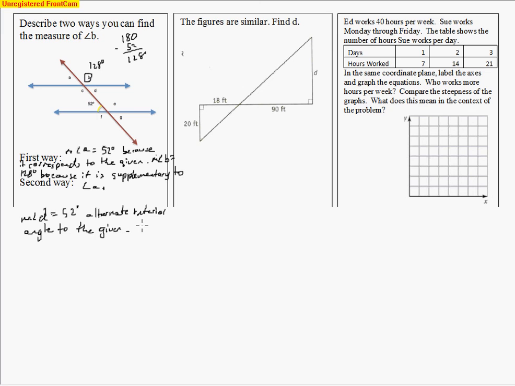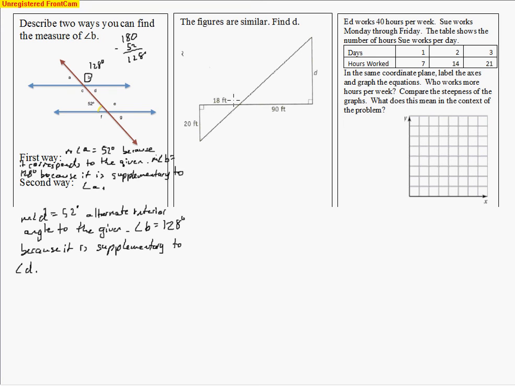And then we could say angle B is equal to 128 degrees because it is supplementary to angle D. And so those are two different ways to show what angle B is. On the next problem it says these two figures are similar.